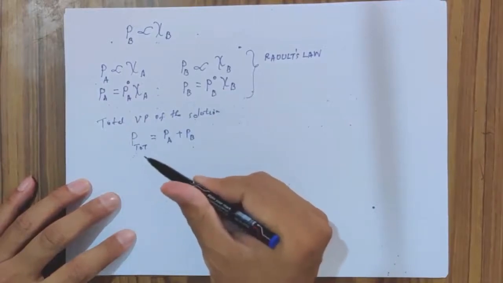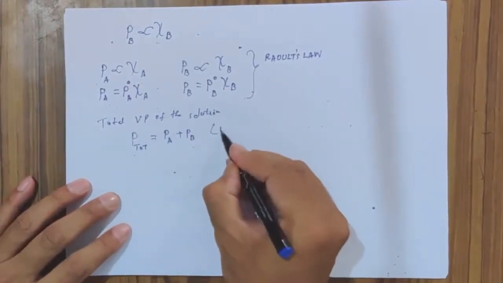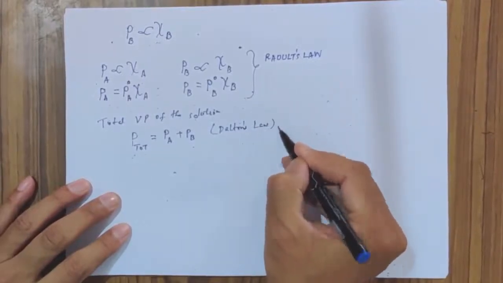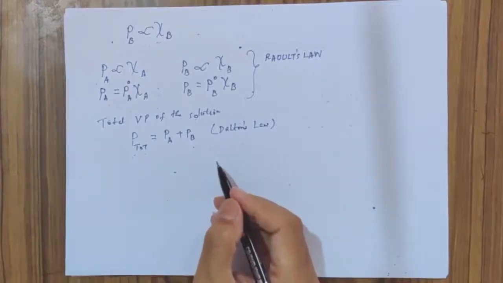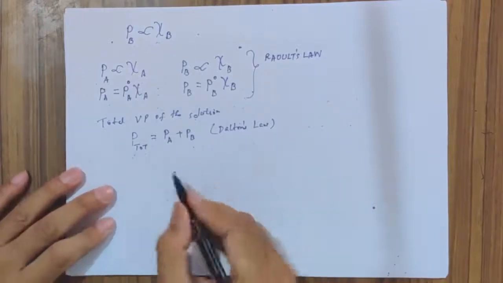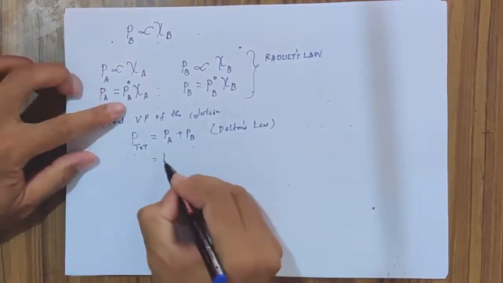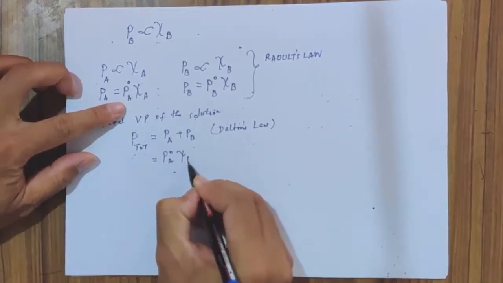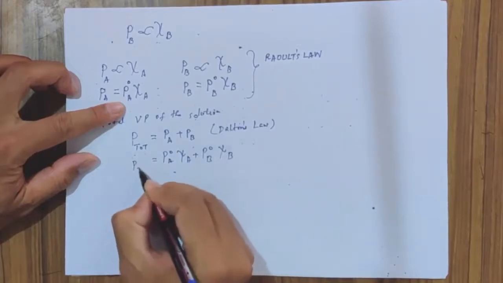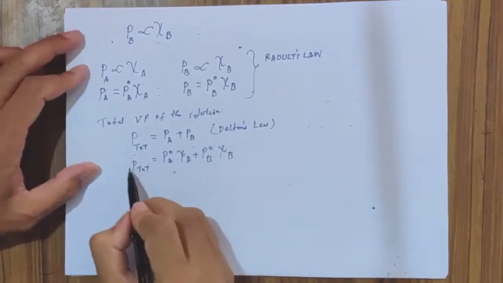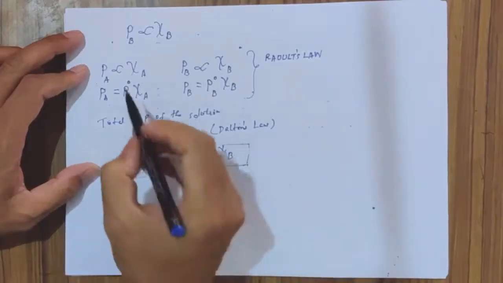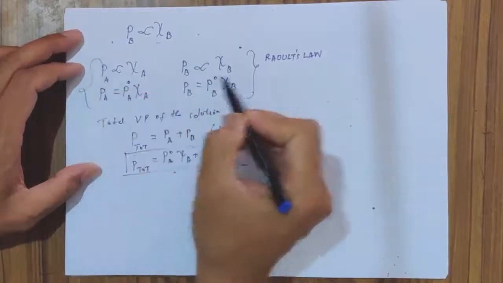Total pressure, total vapor pressure. This is called Dalton's law. Dalton's law: the total vapor pressure of the solution. P total equals P naught A chi A plus P naught B chi B. This is Dalton's law, and this is Raoult's law.